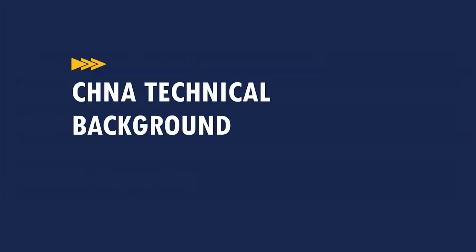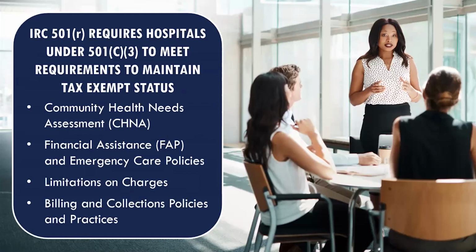So let's start with the why. Why do we have to do this? Well, in 2008, the IRS or Congress passed new rules that were called the 501r rules, which added requirements for tax-exempt hospitals in order to maintain their 501(c)(3) status. So before these rules were in place, the requirements for 501(c)(3) status were pretty vague. There wasn't anything in particular that a hospital needed to do to have 501(c)(3) status.